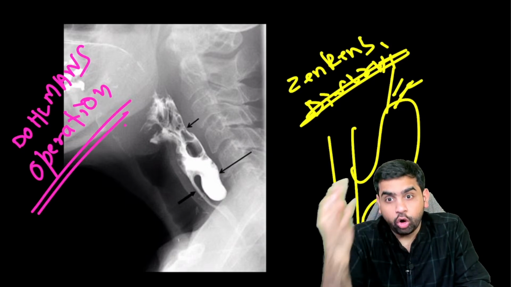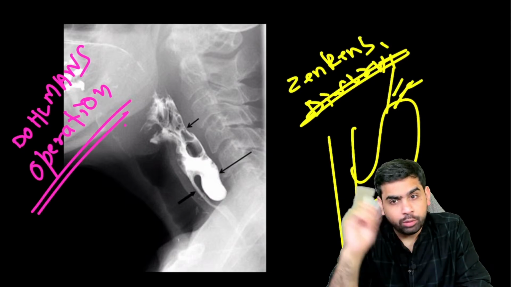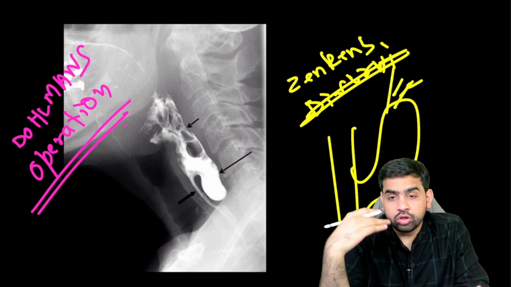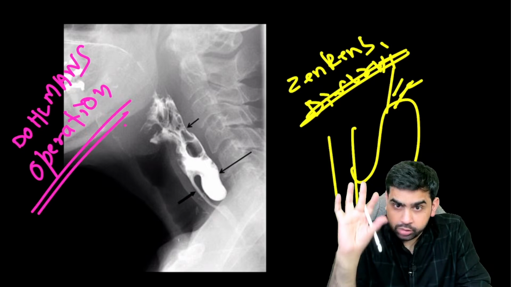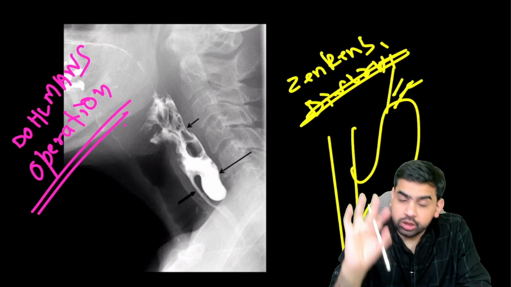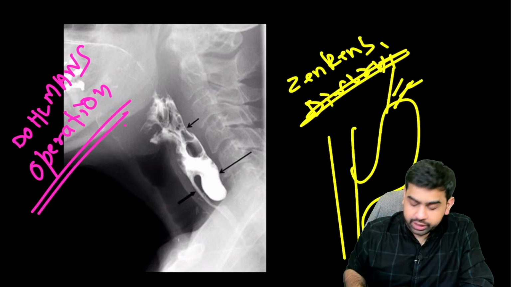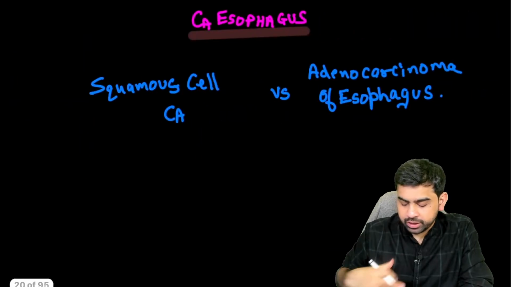Now, what is the Delorme's procedure? This is basically for what? So the Delorme's procedure is basically for your rectal prolapse. Dollmann's procedure is basically for the Zenker's diverticulum. Delorme's procedure is basically for your rectal prolapse. Do not get confused between these, and if at all it is more than 5 centimeters, then you go ahead with a diverticulectomy.